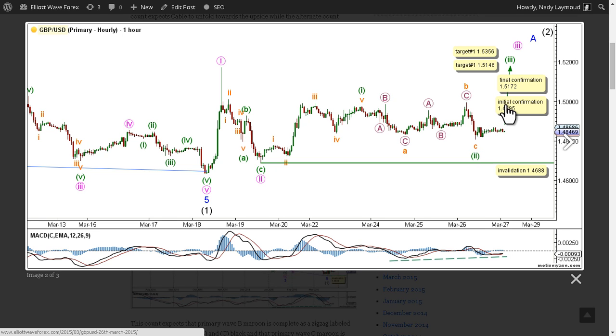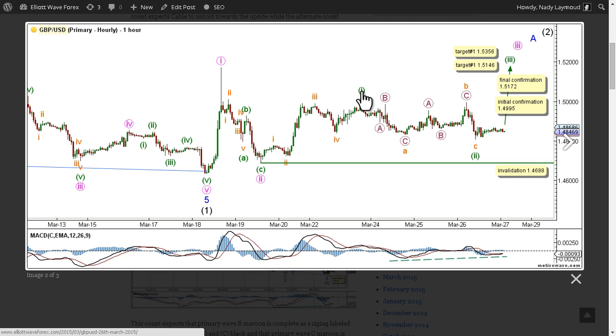This count would be initially confirmed by movement above 1.4995, and the final confirmation point is at 1.5172. We have two targets for the completion of wave 3 green. The first target is at 1.5146, as at that level wave 3 green will reach equality with wave 1 green, and the second target is at 1.5356, as at that level wave 3 green will reach 1.618 the length of wave 1 green.